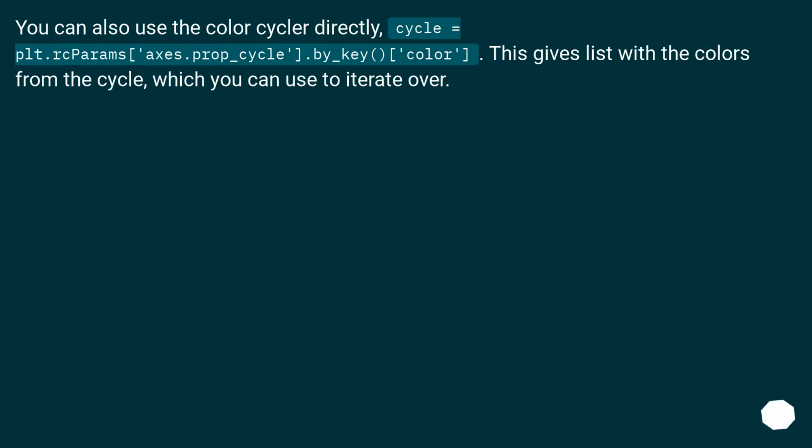You can also use the color cycler directly. cycle = plt.rcParams['axes.prop_cycle'].by_key()['color']. This gives a list with the colors from the cycle, which you can use to iterate over.